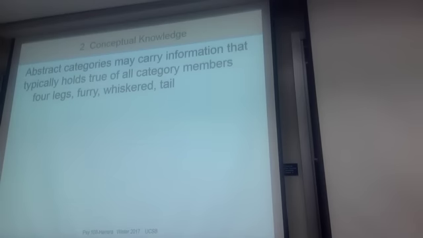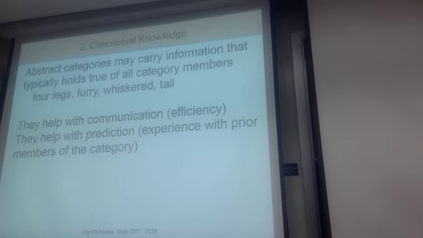Now we're turning to the next chunk of this lecture, where we're talking about categories and the information that's held in different categories. Abstract categories usually carry information that holds true for all category members. So if we're talking about cats, sorry Gordy, they have four legs, they're usually furry, whiskered, and have a tail. I guess that counts for him too. And so we tend to assume that that holds true for all category members. Of course, there actually are some hairless cats, but we'll get to that.